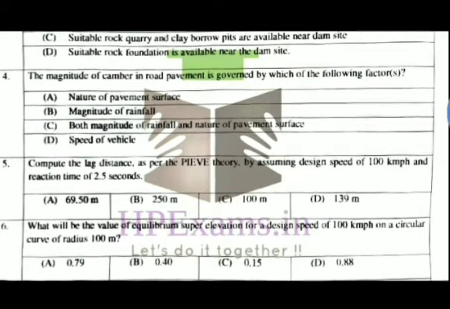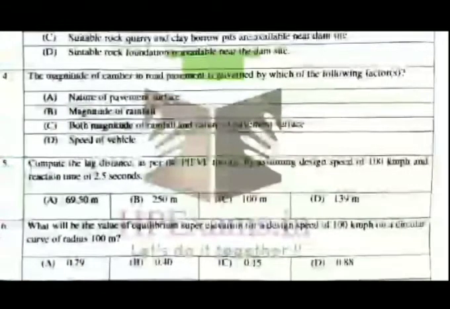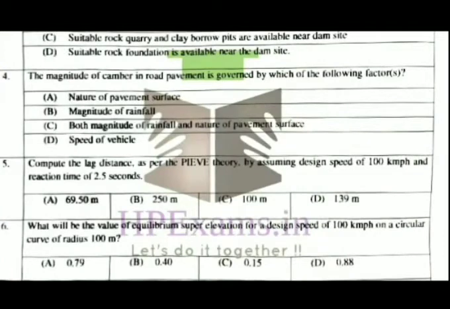Question number 5 is, compute the lag distance as per the PIEV theory by assuming a design speed of 100 km per hour and a reaction time of 2.5 seconds. And the solution is option A is the right answer, 69.50 meter.